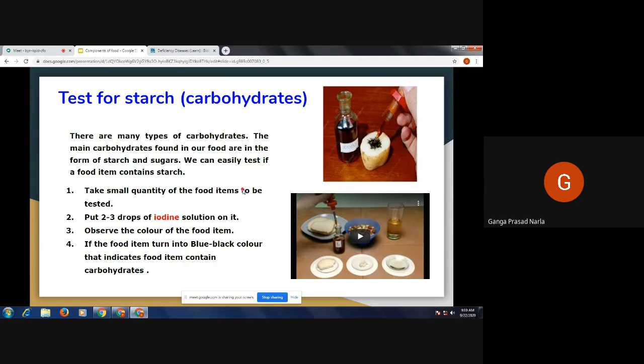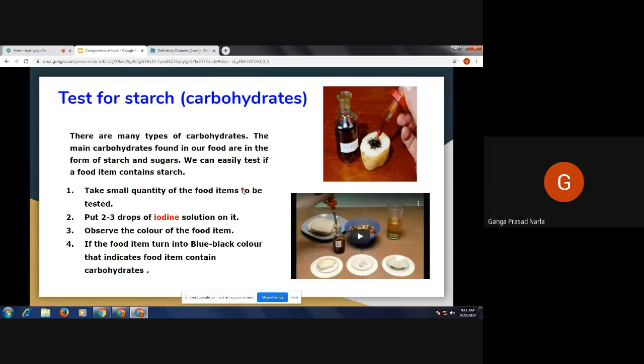Iodine. Remaining students, I got only 8 to 9 responses. There are 22 to 23 members, right? Iodine, right? To test for carbohydrates, we need to use iodine.